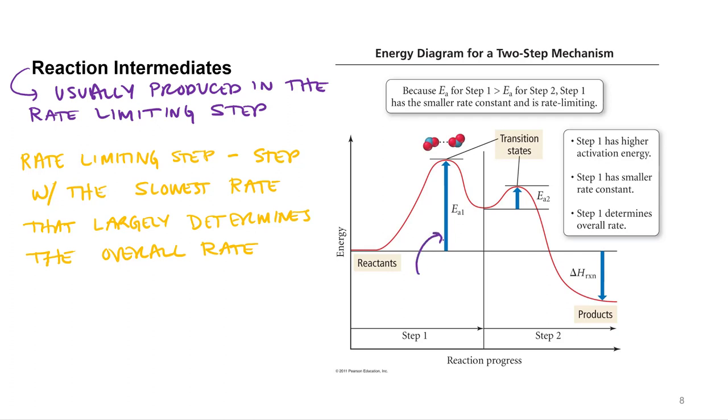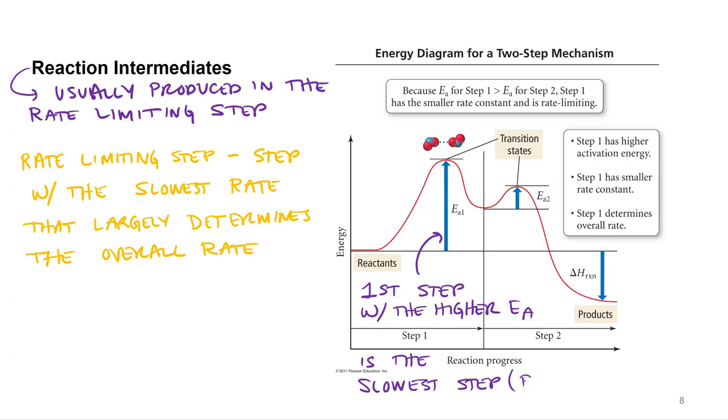So we would say here that EA1, the first step with the higher EA, is the slowest step, and so we call that rate limiting. That's the inversely proportional relationship. The higher the EA, the slower the step, or slower the rate. The second one's activation energy is only that big.